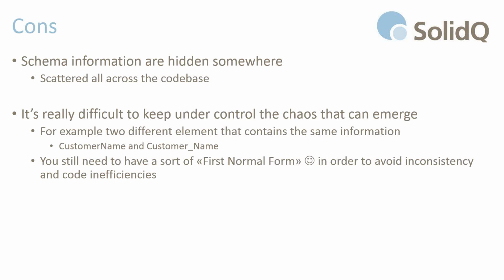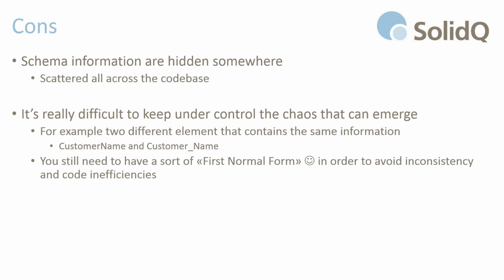Of course, there are also some cons. And the main con is that the schema information is hidden somewhere. So somewhere in the code base, and the bigger your code base is, the bigger this problem becomes. All the metadata is scattered all across the code base, so it really becomes a nightmare to maintain. Or if you don't want to go through this nightmare, you have to be really, really good in order to make sure that all your developers use a naming convention, and store all the schema in one single place, so it could be possible in future to make some changes and to maintain it.